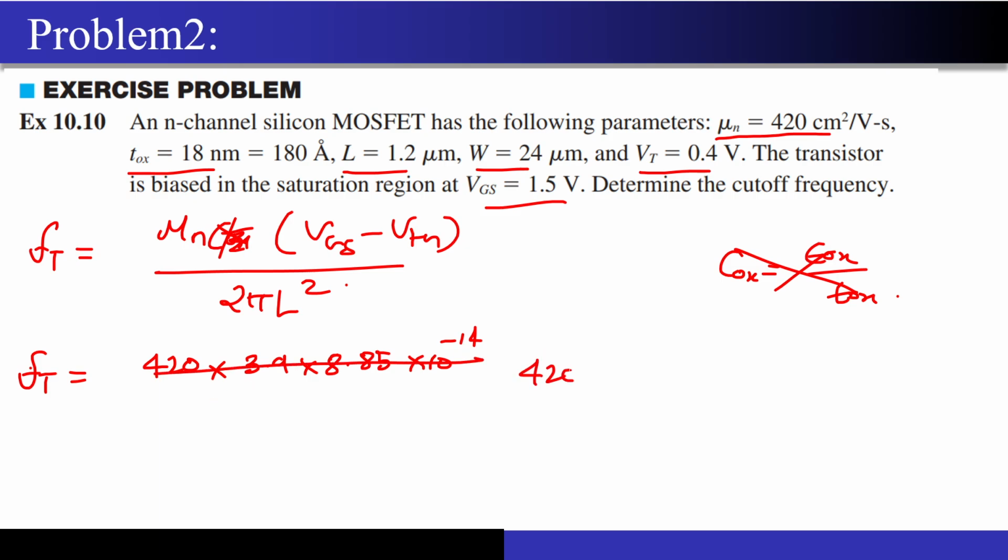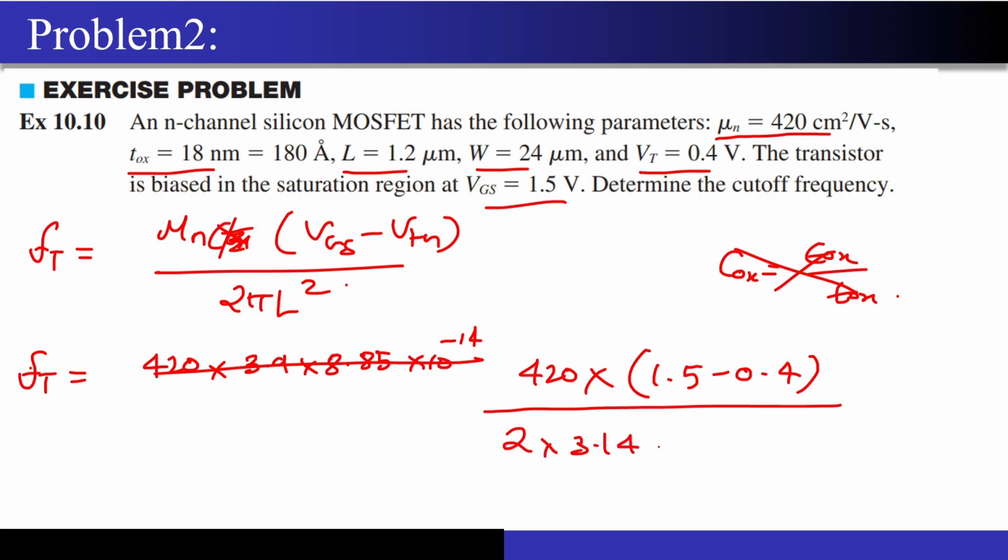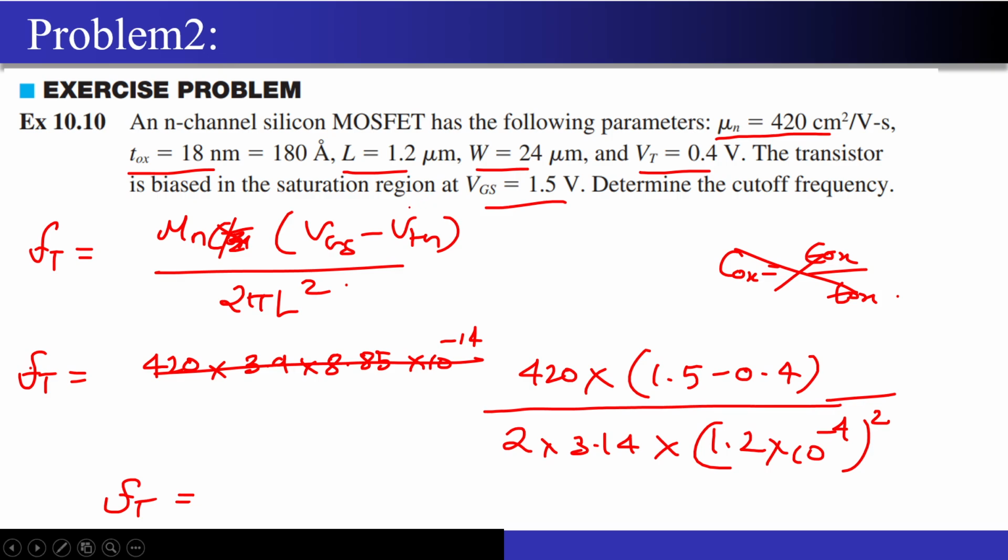Okay, just cross this. So now what we can do? We can write 420 into Vgs minus Vth value, which is 1.5 minus 0.4, upon 2 pi into L square. That is 2 into 3.14 into L, which is 1.2 into 10 to the power minus 4, the whole square. If you calculate this value, then the fT value that you will get for a MOSFET at 1.2 micrometer technology will come out to be around 5.106 gigahertz.